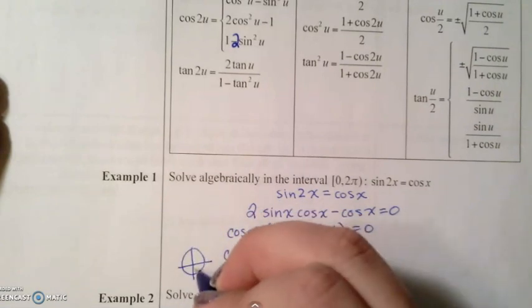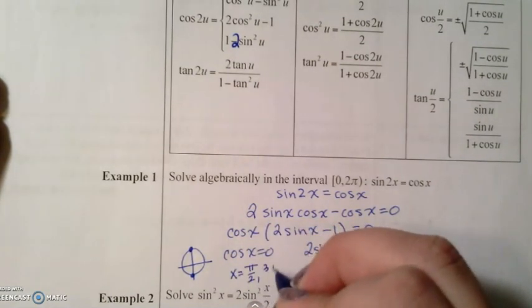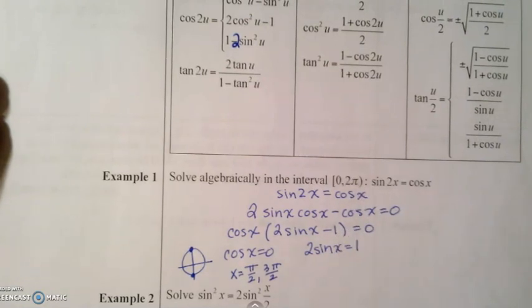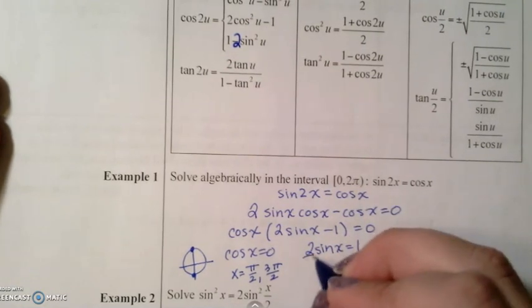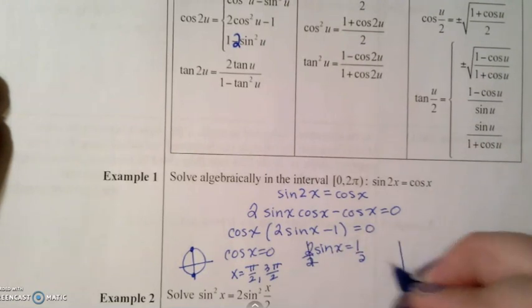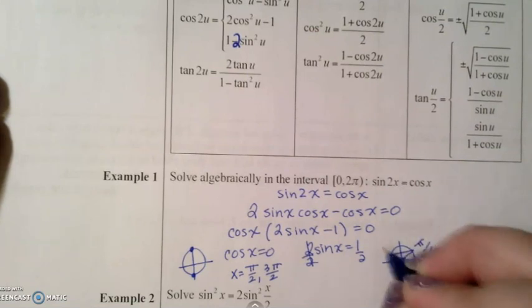Cosine of x is 0. X is 0 here and here. So x is pi over 2 and 3 pi over 2. And we're only looking between 0 and 2 pi, so I don't have to find coterminal angles. Divide by 2. When is sine of x 1/2? When my y value is 1/2, I'm at pi over 6 and 5 pi over 6.